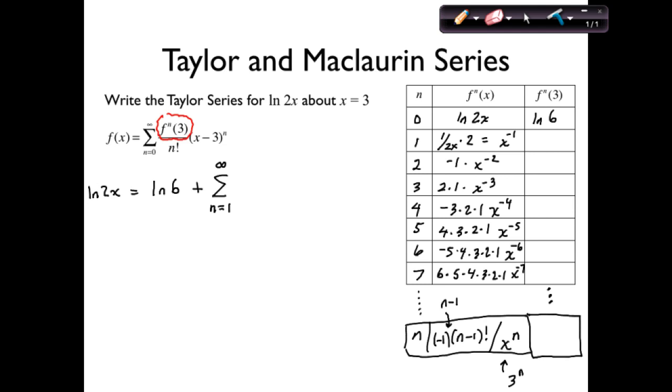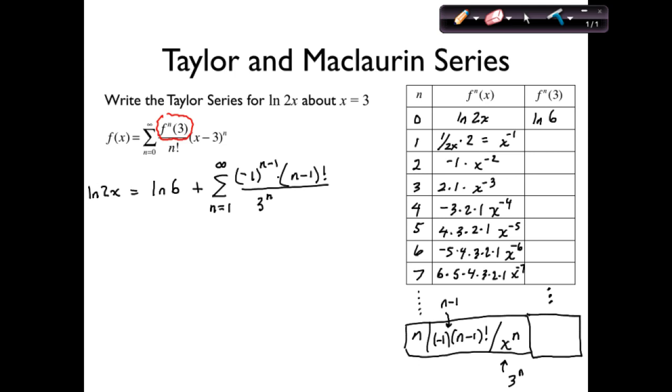Okay, so our nth derivative at 3 was negative 1 to the n minus 1 times n minus 1 factorial over x to the n, but now we're evaluating at 3, right? So over 3 to the n. So that whole thing is just my derivative, what I circled in red. What I've written so far is only what I circled in red, our formula for the nth derivative.